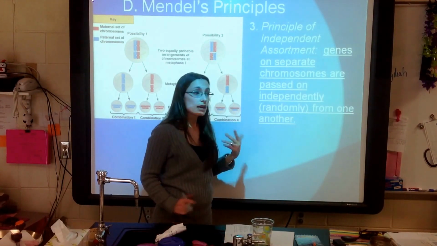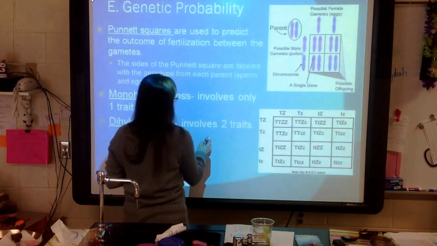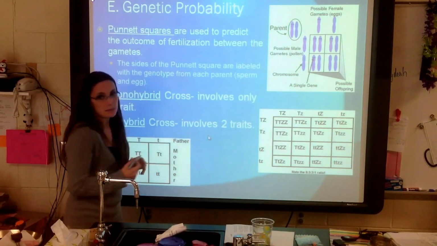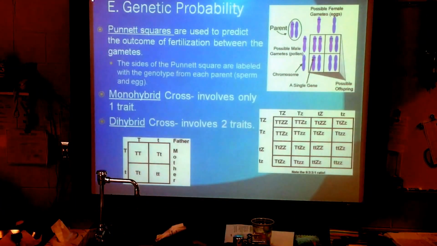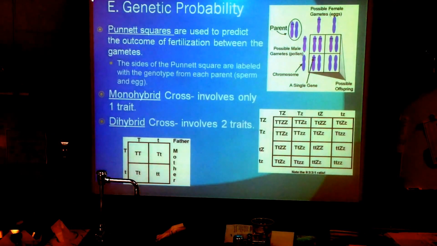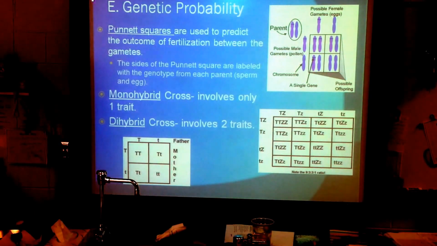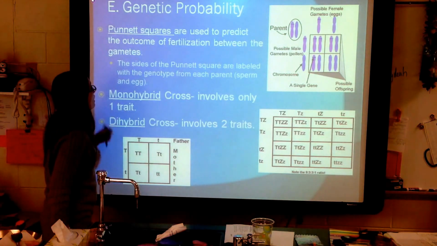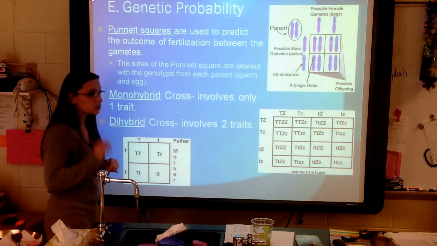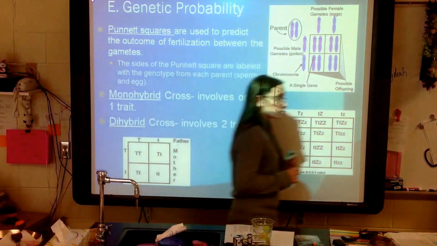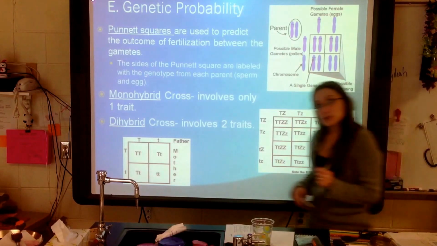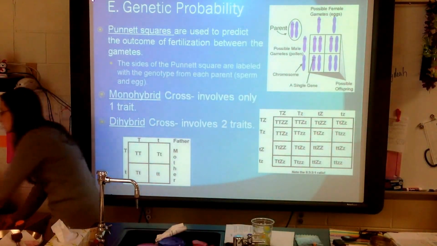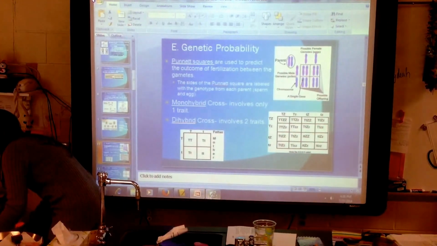And so a man named Reginald Punnett actually developed a way to track genetics. He created something called the Punnett Square. And the Punnett Square is the way for us to track the genes that we're inheriting and predict which versions you might pass on to your children.